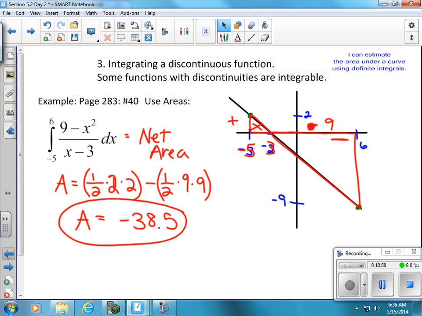All right, so that is the end of section 5.2, day 2. Happy areating. That's not a word.